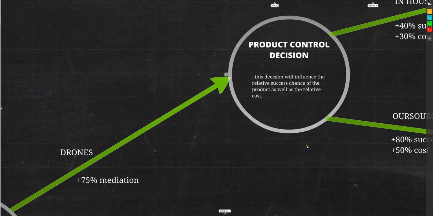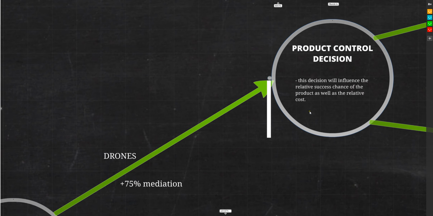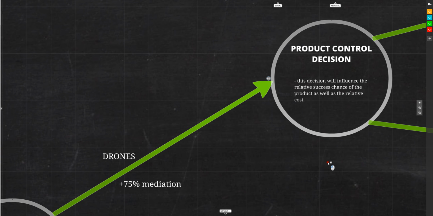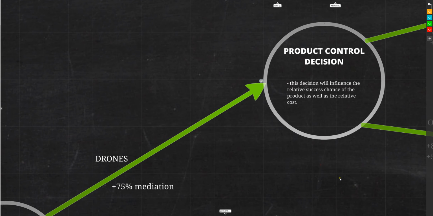The next decision we get to is the product control decision. So who will retain control of the product? This decision will influence the relative success chance of the product as well as relative cost. What this decision does is it'll either improve on this decision or add more cost, and the cost will be relative to the decision that we make. So the sum of all these will end up with an overall score for each different option, and that's how we get to determine the best course of action.